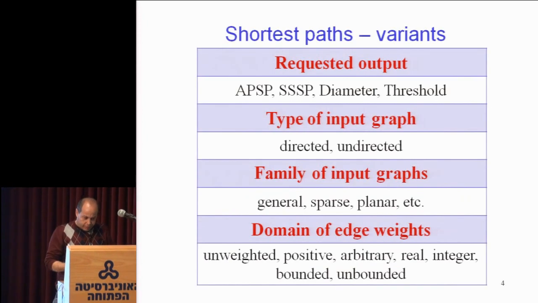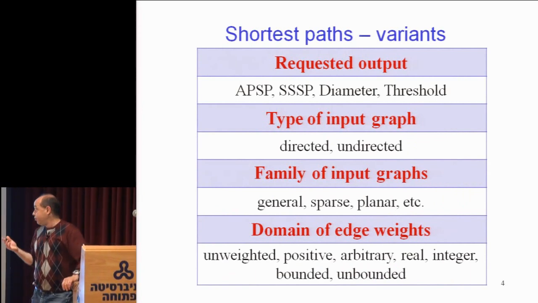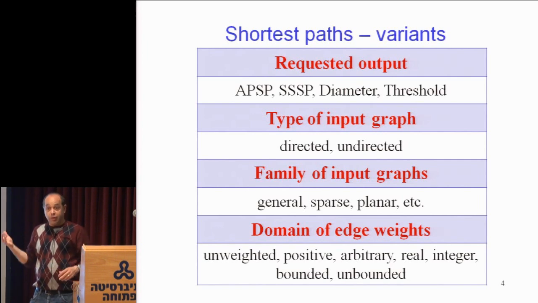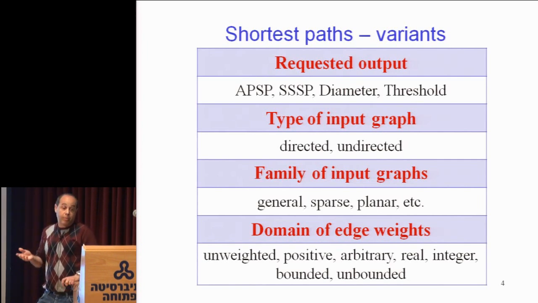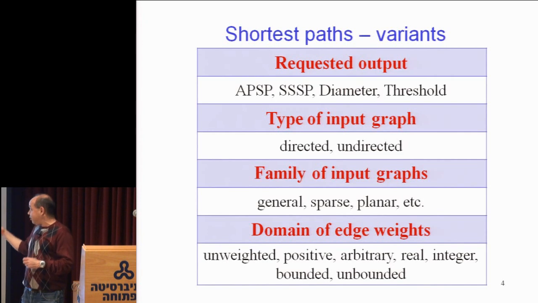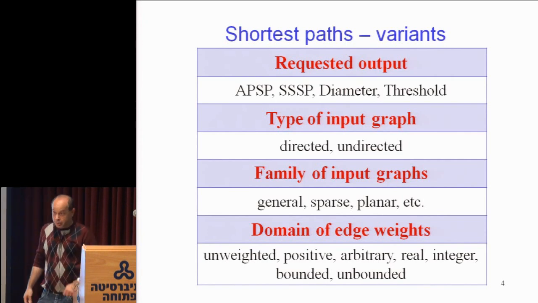But we don't only look at variants with respect to the output. We are also concerned about the inputs. Maybe the type of input graph affects our algorithm. If our graph is undirected, the problem might be easier because directed graphs are more general than undirected graphs. Likewise, if we know that our graph belongs to some family of graphs, suppose the graph is planar, maybe you can use planarity to exploit it and obtain faster algorithms for finding distances. And also the weights themselves. If the graph is unweighted, this could be easier than just a general case of weights. Maybe the weights are only positive, or maybe I allow also negative edge weights. The weights could be bounded or unbounded. All of these things, all of the combinations of these variants could affect our design of the algorithm.